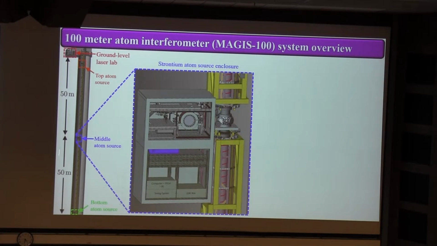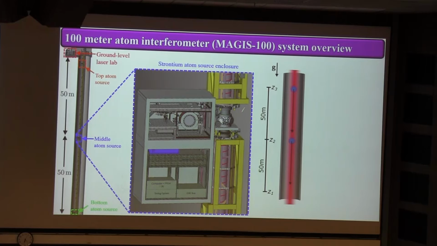And here's a zoom in showing the atom source where atoms are prepared to shuttle into this vertical tube and launch. Now, the reason we have three of them is that it gives us flexibility to measure in different modes. I'll give you a couple of examples. In this one, if we drop atoms from the top and the middle atom source, this allows us to maximize the drop time, so the amount of time we're interrogating the atoms.